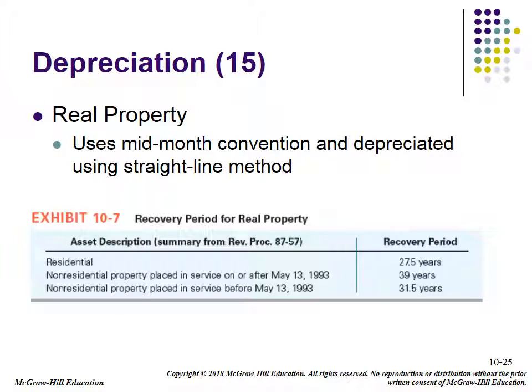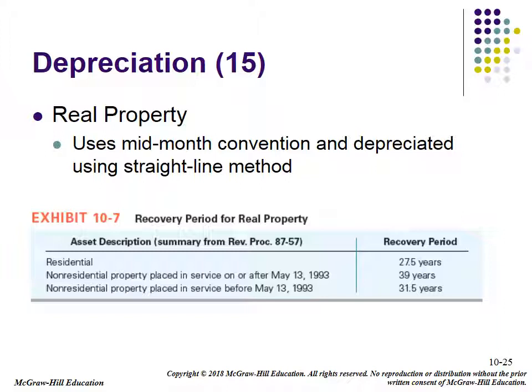So that is personal property and MACRS depreciation. Real property MACRS uses mid-month convention and straight line depreciation, and there's only a few lives to choose from. If it's a residential rental, and that's what it should say there, residential rental, 27.5 years.